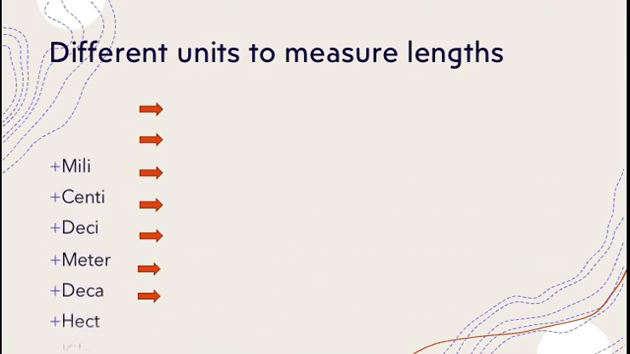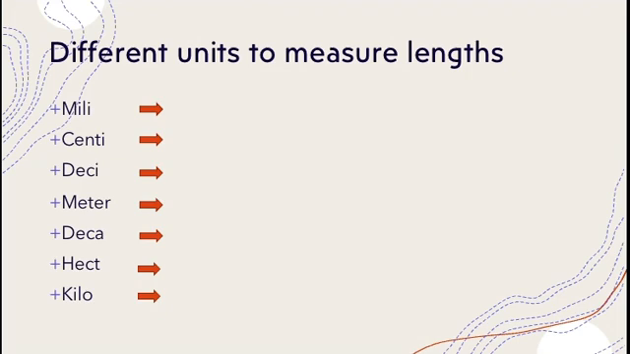They are millimeter, centimeter, decimeter, decameter, hectometer, kilometer. Dear students, these are the different units to measure lengths. You might be thinking, why do we need so many different units to measure lengths? These are lengths which can be measured from the small unit to the bigger unit.